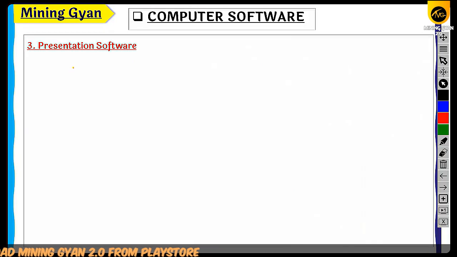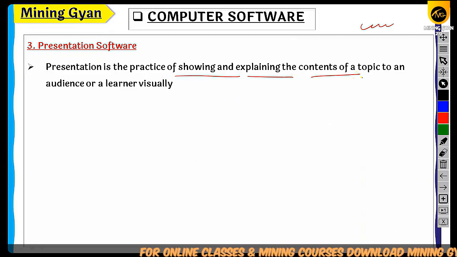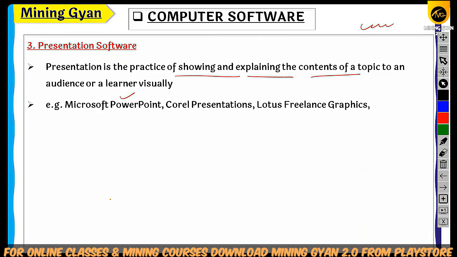The third one is presentation software, which is a type of general purpose software. The most popular example is the one I am using right now, MS PowerPoint. Presentation is the practice of showing and explaining the contents of a topic to an audience or a learner visually. Examples include Microsoft PowerPoint, Corel Presentations, and Lotus Freelance Graphics.